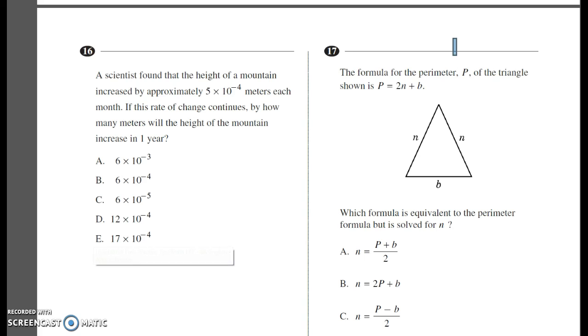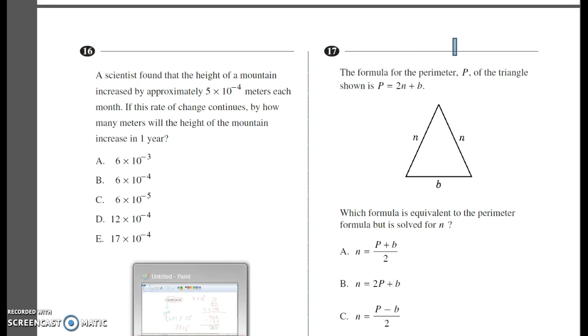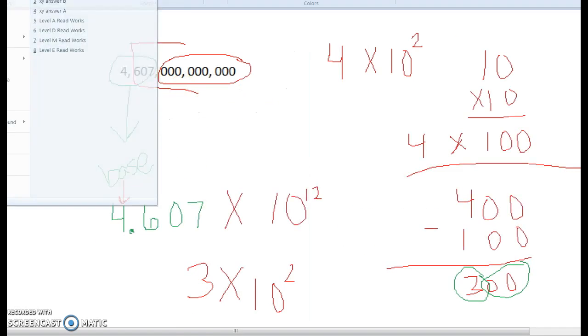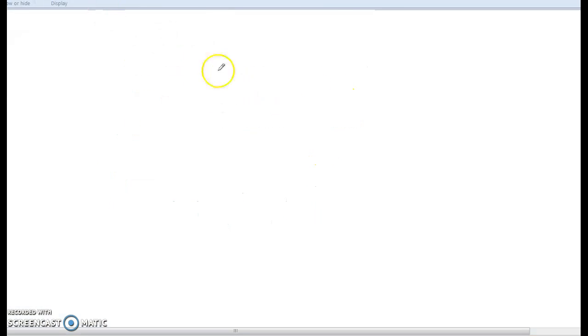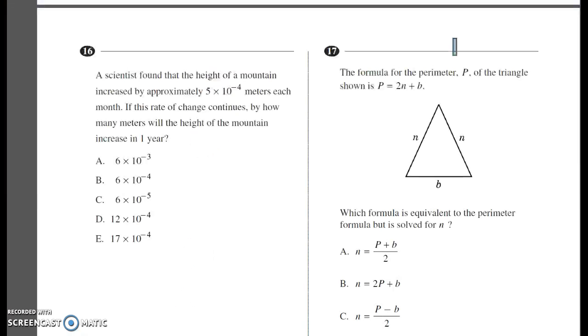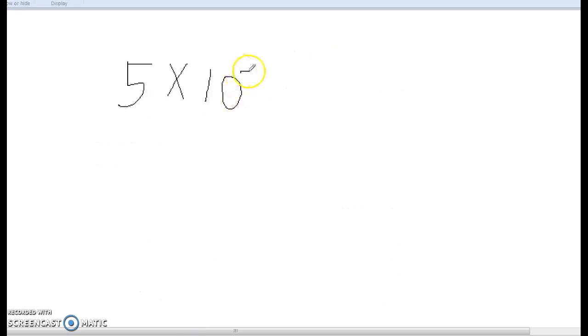So let's go back to our problem. The problem is that this mountain increases by this amount each month, and we need to know how much it's increasing in a year. So I'm going to get another blank page for you, and I'm going to write those numbers out so we can see what happens to them, okay? So the mountain, I think it was 10 to the negative 4. Yeah, 10 to the negative 4. Okay. This is how much the mountain is increasing every year, or I'm sorry, every month.